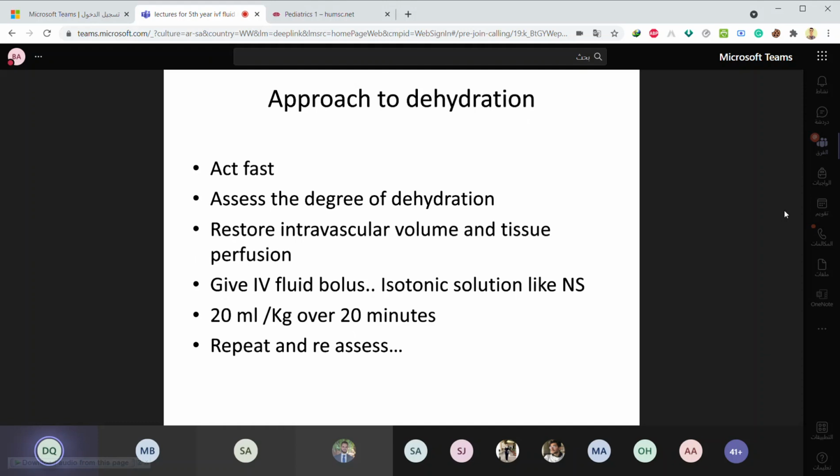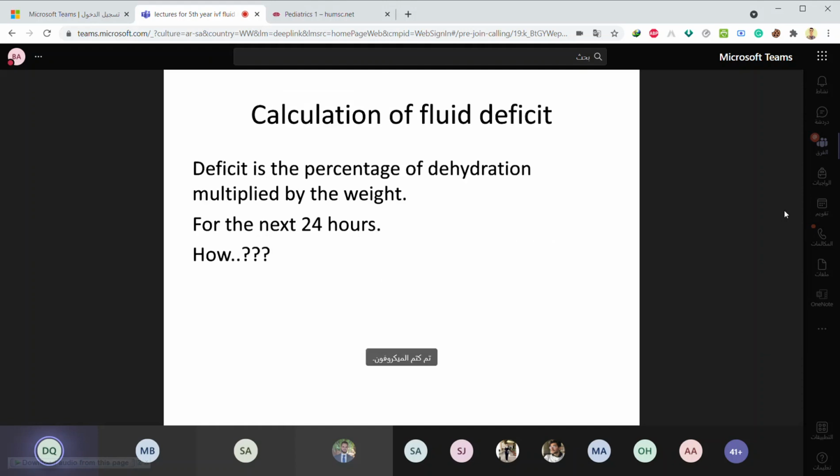If you are called to assess a patient with dehydration, you have to act fast, assess the degree of dehydration, mild, moderate, or severe, and restore the intravascular volume and tissue perfusion. How to restore the intravascular volume? By giving an IV fluid bolus of isotonic solution like normal saline in a dose of 20 ml per kg over 20 minutes. You can repeat this dose and reassess the patient to see if he is improving or not.